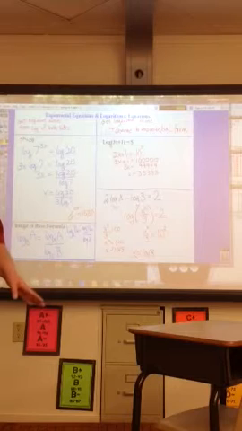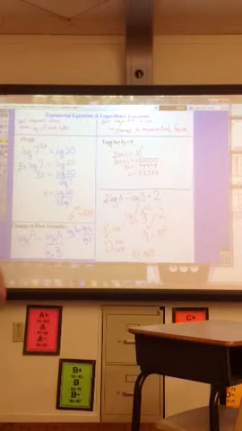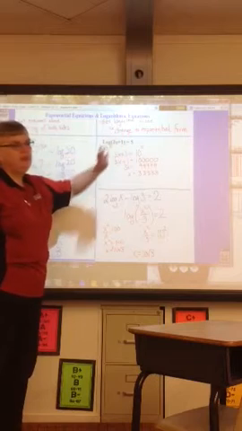So, today we solved exponential and logarithmic equations. Basically, we use their inverses to solve each one.